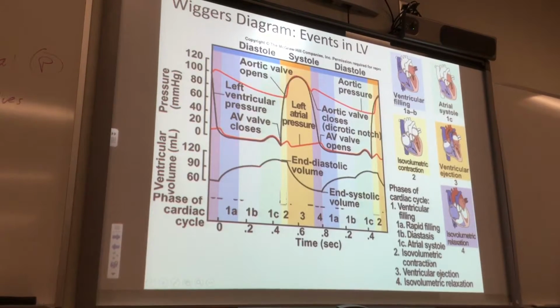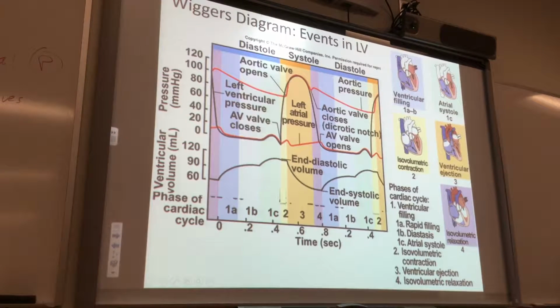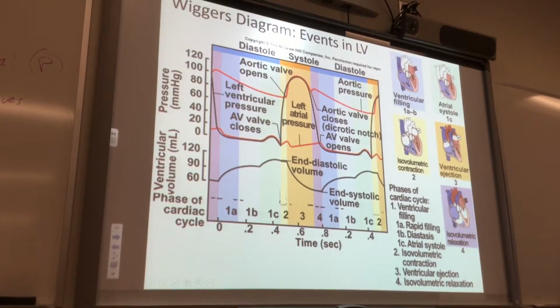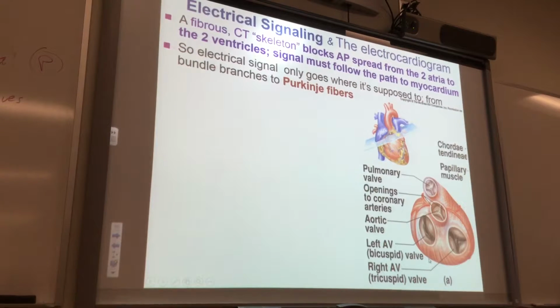And then here's just another picture of the Wiggers diagram. It shows how the pressures and volumes correlate with the mechanical events of filling and ejecting blood. And I put green boxes because you just need to know for the test the 4 events in the cardiac cycle.